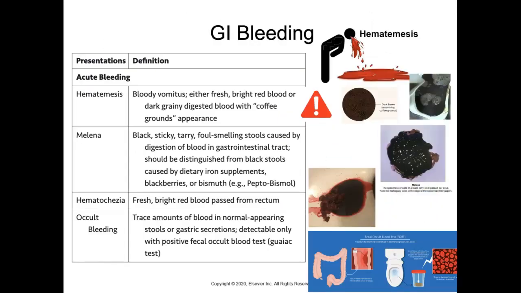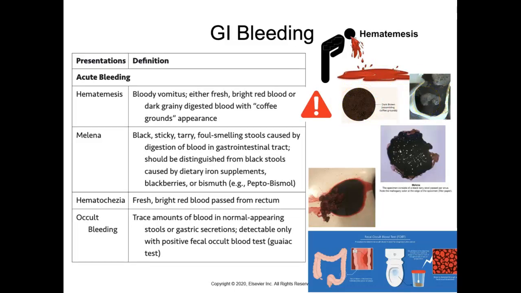Let's also touch on the types of acute bleeding. First, we have hematemesis, and this is when we develop a dangerous condition in which the person is bleeding internally and vomits as a result. So this person is going to need immediate attention, and it could either be a bright red color or it could be this dark grainy digested blood that almost looks like coffee grounds.